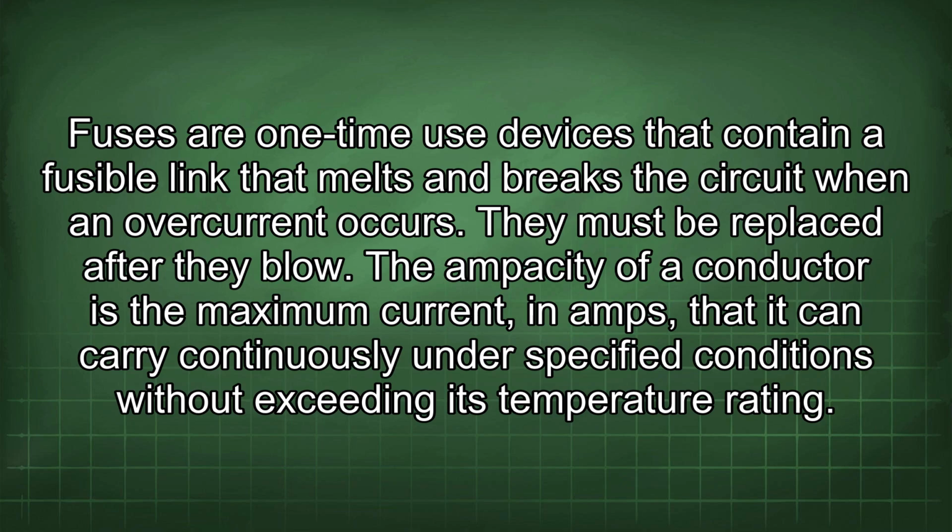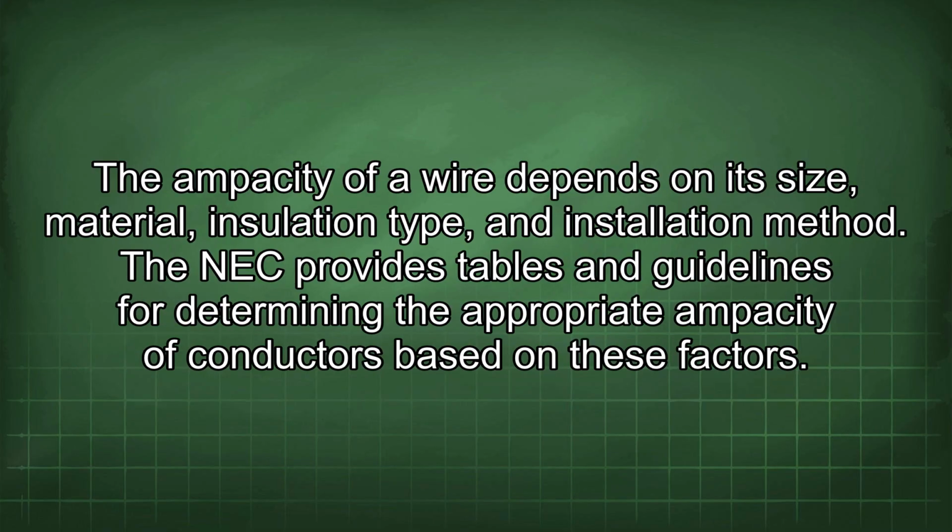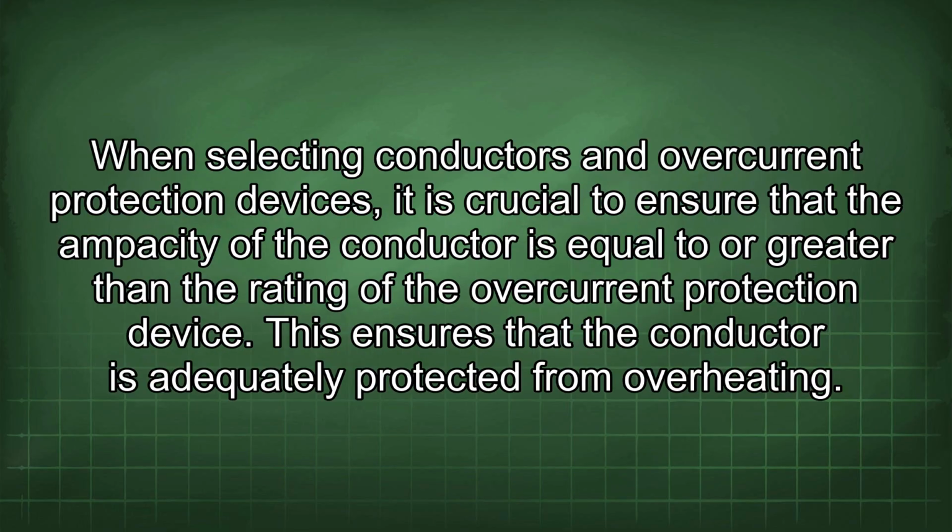The ampacity of a conductor is the maximum current, in amps, that it can carry continuously under specified conditions without exceeding its temperature rating. The ampacity of a wire depends on its size, material, insulation type, and installation method. The NEC provides tables and guidelines for determining the appropriate ampacity of conductors based on these factors. When selecting conductors and overcurrent protection devices, it is crucial to ensure that the ampacity of the conductor is equal to or greater than the rating of the overcurrent protection device. This ensures that the conductor is adequately protected from overheating.